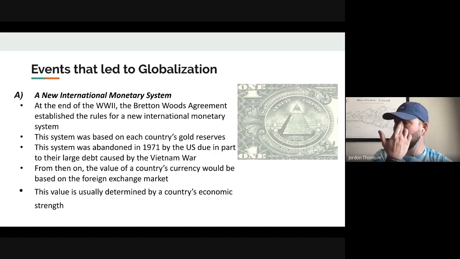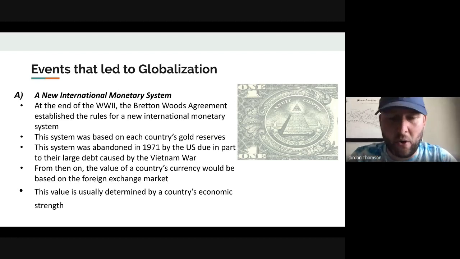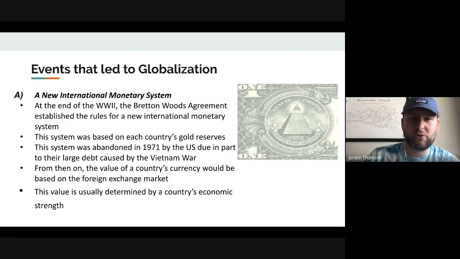Okay, so what led to globalization? A new international monetary system. At the end of World War II, the Bretton Woods Agreement, which would be something to underline and know what that is, established the rules for a new international monetary system. So the international monetary system is all of the world's money system. It was based on each country's gold reserve. At the time, it wasn't based on these imaginary dollars, okay?